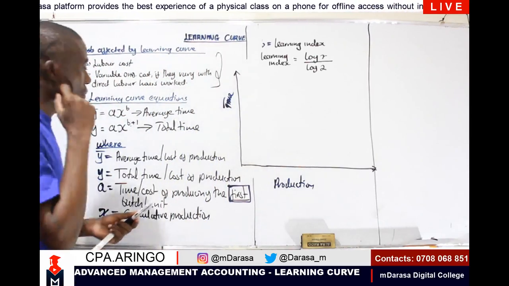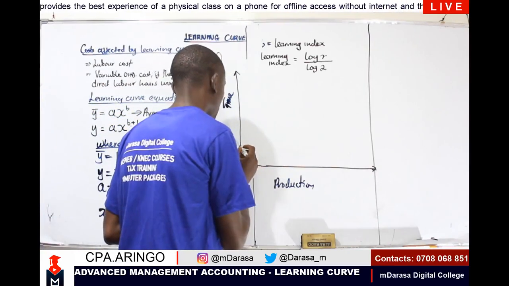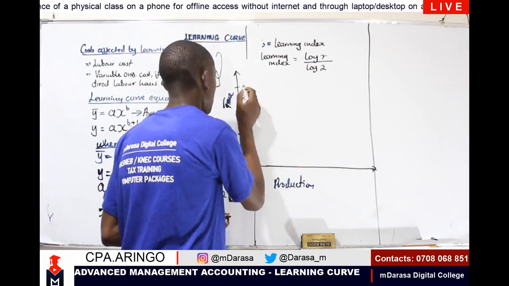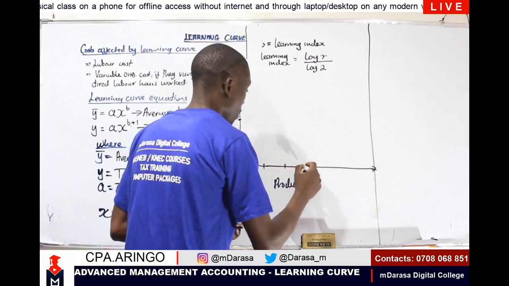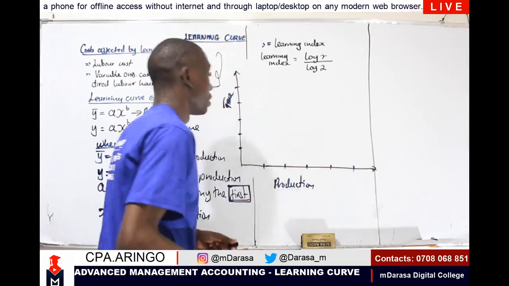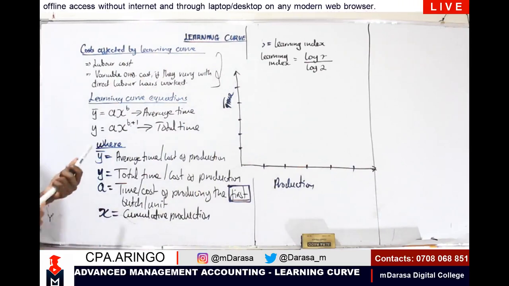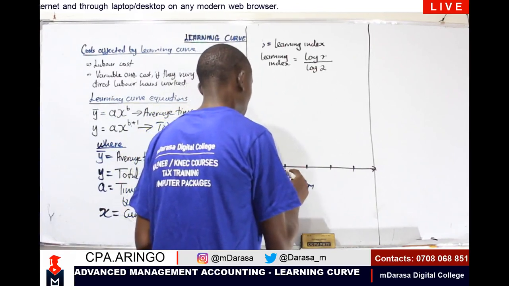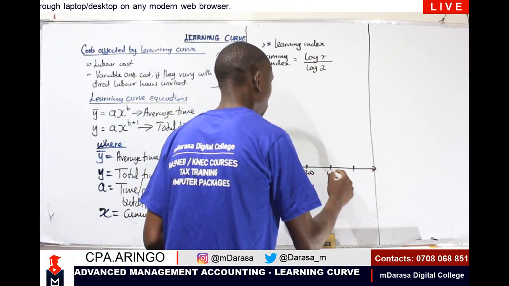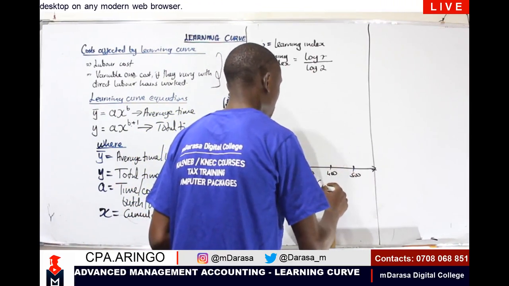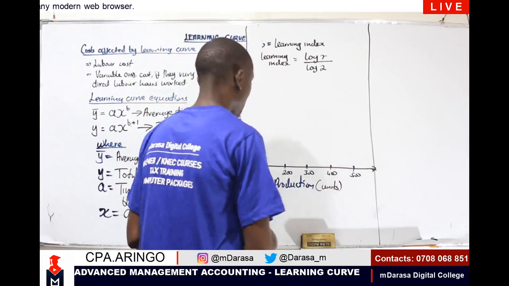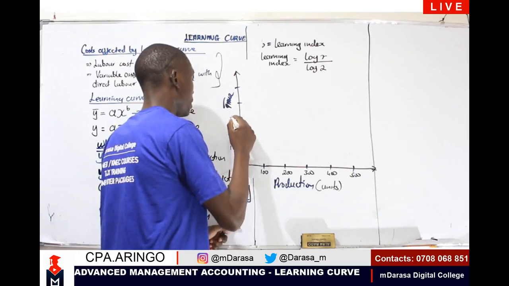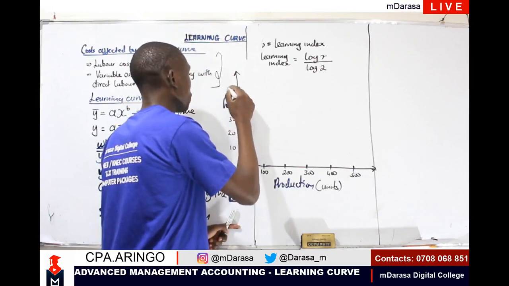So looking at this case, maybe I'll just take any figures here, good students. Looking at this graph, maybe I'm having, say, 100 units here, 200, 300, 400, 500. This is in units, okay? Then you are talking of, say, 10 here, 20, 30, 40, and 50.